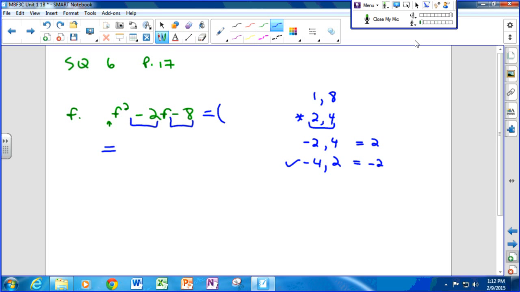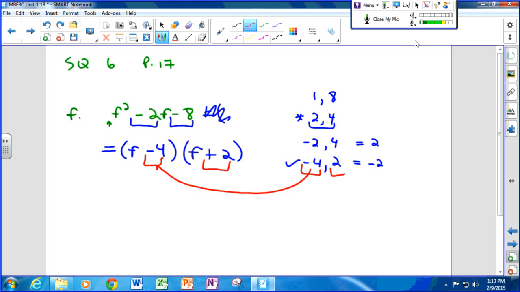I guess I have to use another line here. I would normally just do it on one line. So it's going to be f times something, and it's going to be f minus 4, f plus 2. We just plug in the two numbers that we came up with, into the equation as if it was the two binomials being multiplied together.